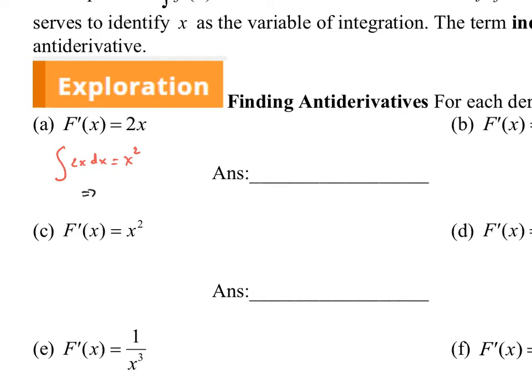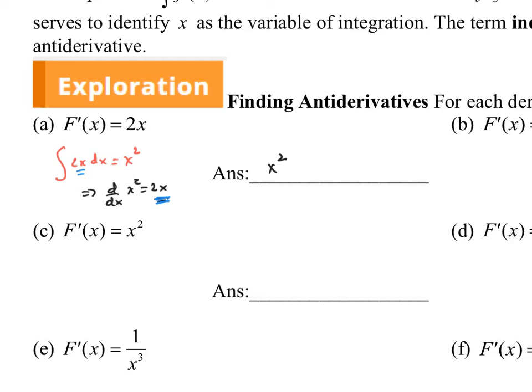How do we know it's right? Because the derivative with respect to x of x squared is 2x. Those things must match, okay? When you take the derivative of your answer, you must have the original problem. It's really nice with antiderivatives because now we can actually check our answer. So we know the answer is x squared. If you take the derivative of x squared, we get 2x.